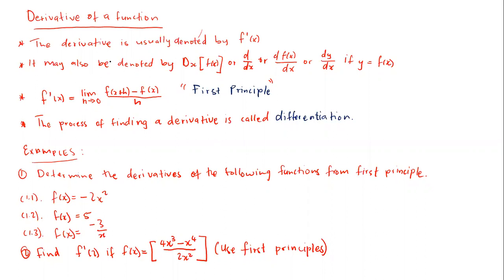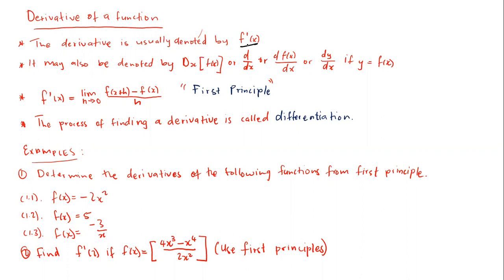The derivative of a function is usually denoted by this notation, f prime x. This prime is called a derivative, okay? A first derivative has one prime. If we have two primes over here, that's the second derivative, okay? That's how we see the number of derivatives of a function.